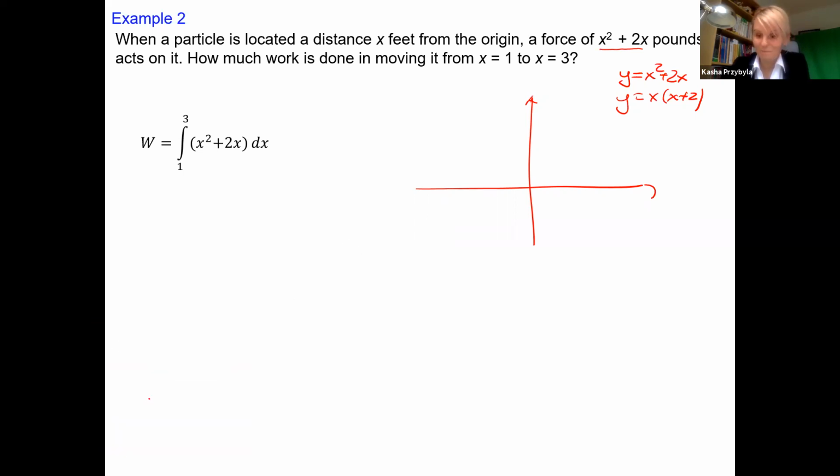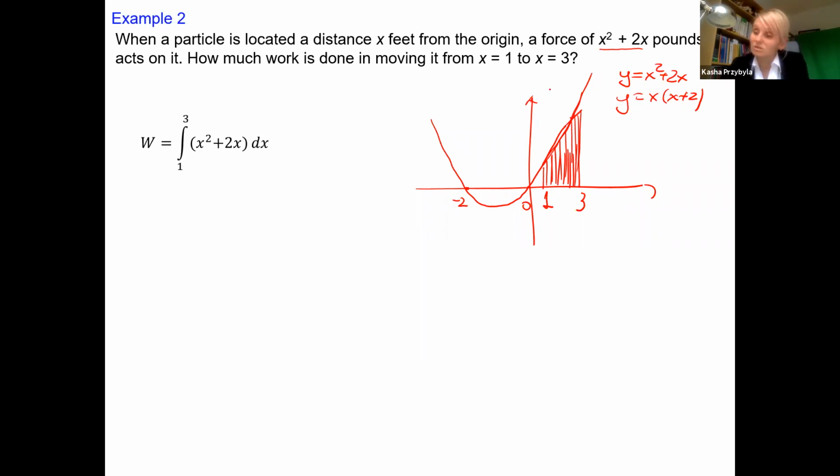Can you tell me, is this parabola open up? Thank you. That means I will draw it like that. That's -2, that's 0. And then we're moving from 1, it's actually not a line, to 3. So we have to just find, theoretically, the area of that part, which is just there.